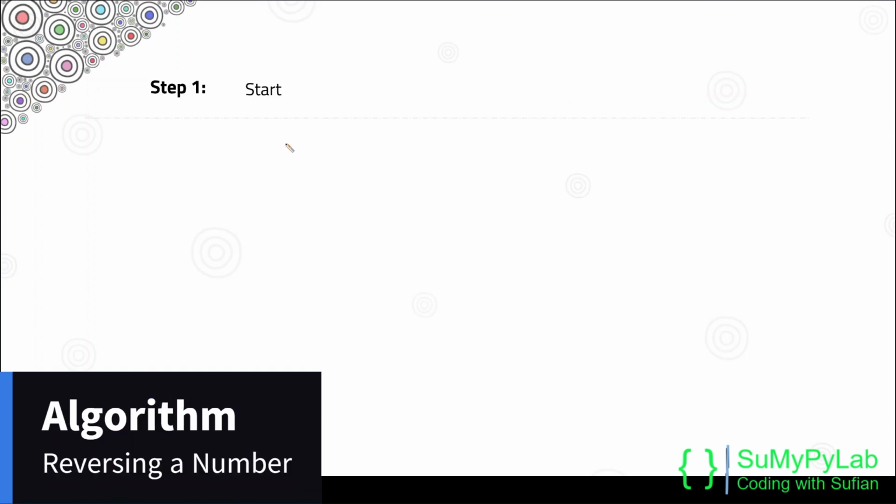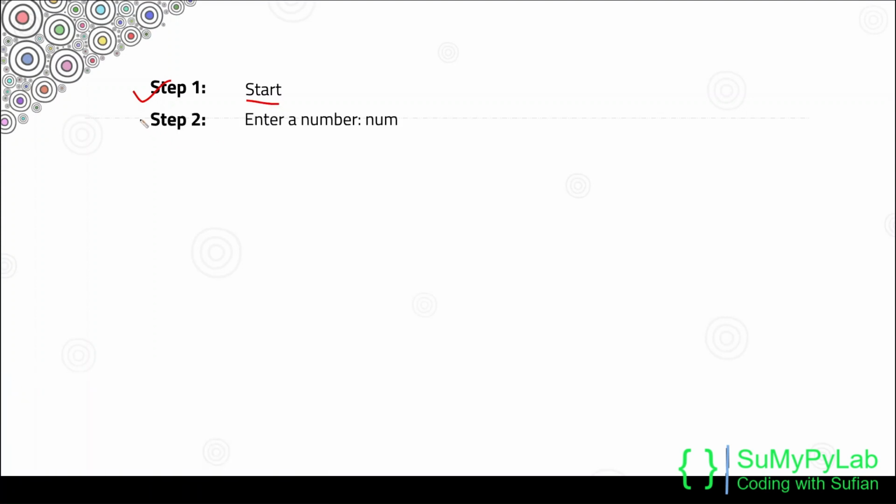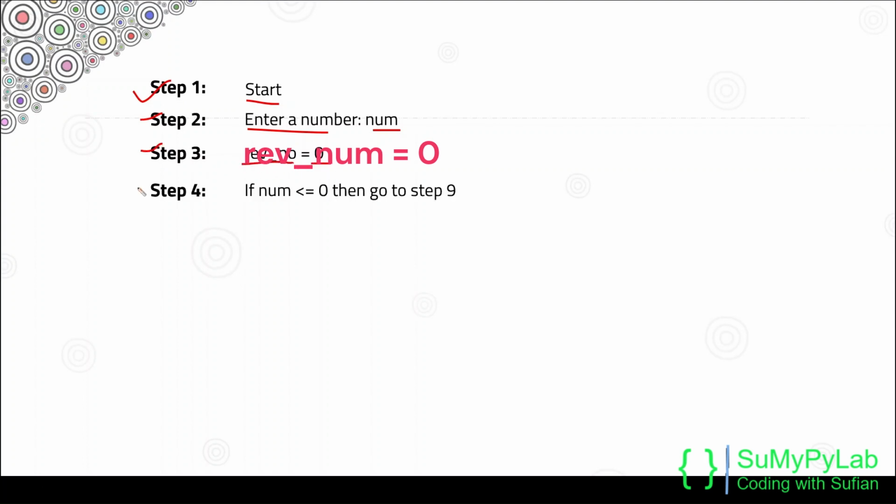Step 1. Start solving the problem. Step 2. Enter a positive number, num. Step 3. Initialize variable rev_num with 0. Step 4. If num less than or equal to 0, then go to step 9, else go to the next step.